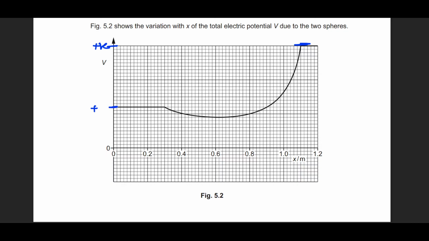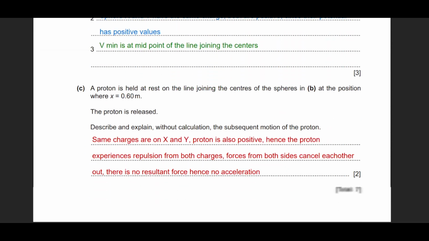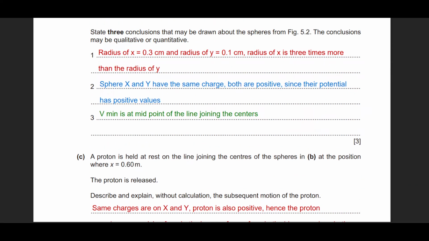So in this part, we discussed that they have the same sign of charge, right? They both have positive charge. But in terms of the magnitude, what are the values of charges? Are they the same or are they different? We say that V min is at the midpoint of the line joining them, which means that the magnitude of charge is the same. They have the same charge.